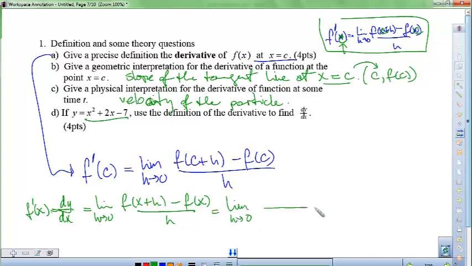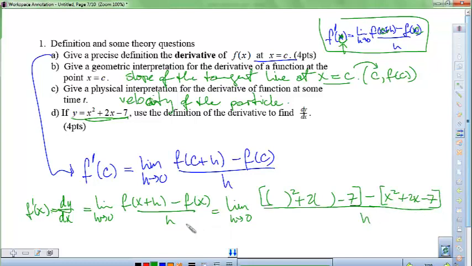Limit as h approaches 0. Now f of x plus h. And wherever I see an x in this function, I'm going to replace it with x plus h. And let's start off by using placeholders. So that's this first part. The second part is f of x, which is just exactly what this thing says. X squared plus 2x minus 7 all over h. So back to this first expression, x plus h, x plus h.